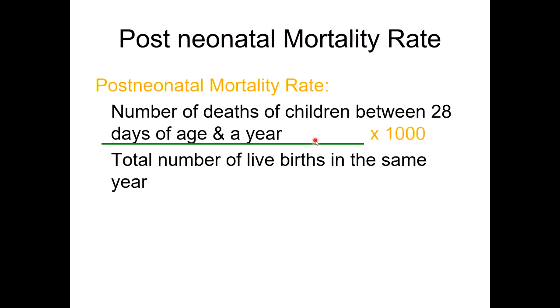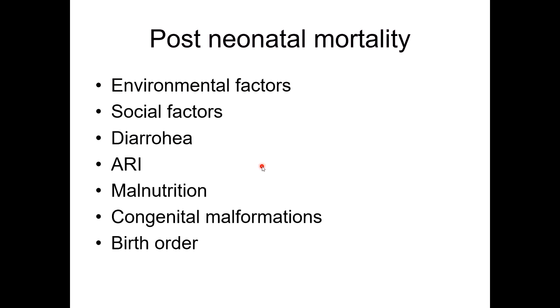So the post-neonatal mortality rate is the number of deaths of children between 28 days of age up to 1 year divided by the total number of live births in the same year into 1000. And when we talk about the post-neonatal mortality rate, major infectious diseases and the environmental factors are important major killers.